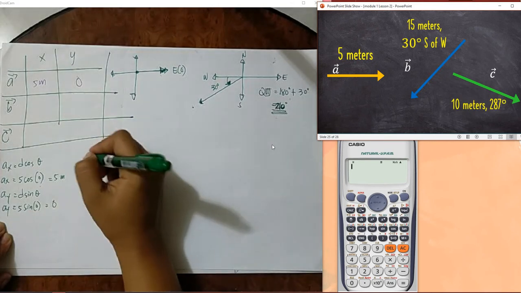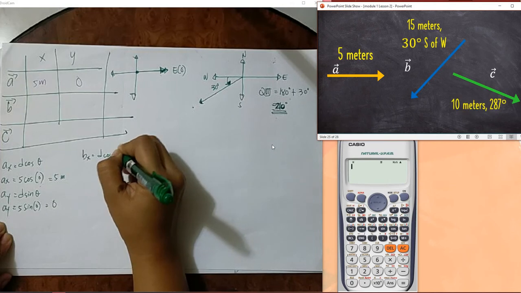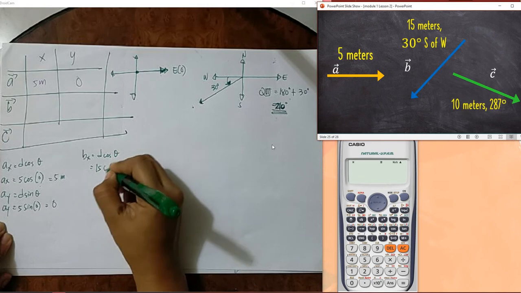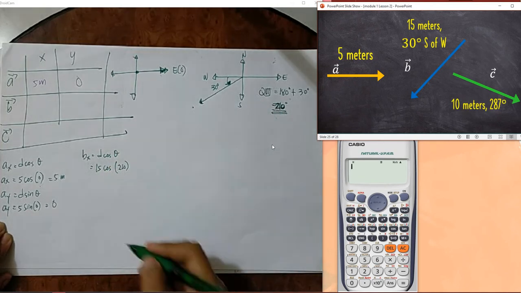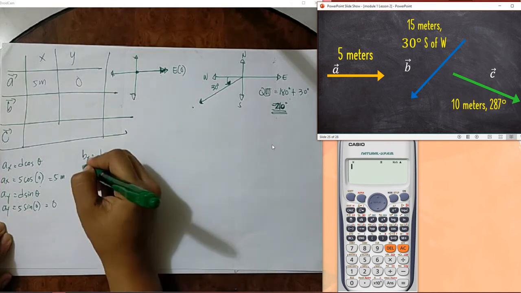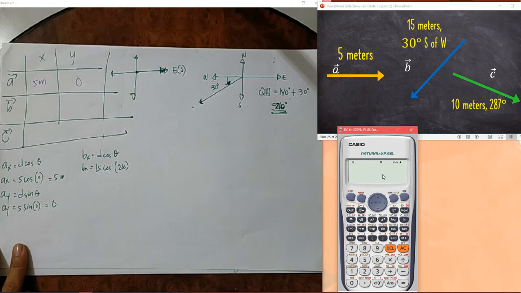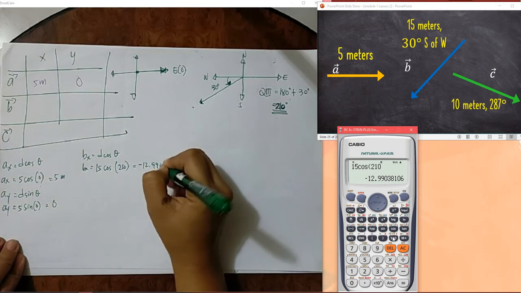So we have here b sub x is we have d cosine theta. So ilan ba yung theta natin? So we have 15 cosine. Yung theta, that is 210 degrees. Ayan siya, b sub x. So let's use our calculator here. So 15 cosine 210, that is negative 12.99. We have negative 12.99 meters.